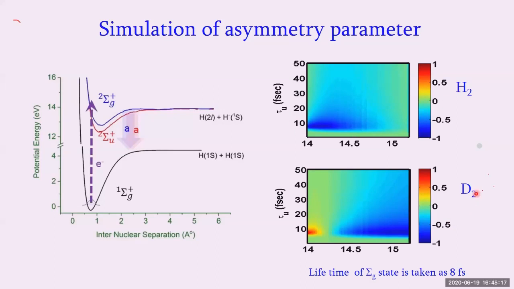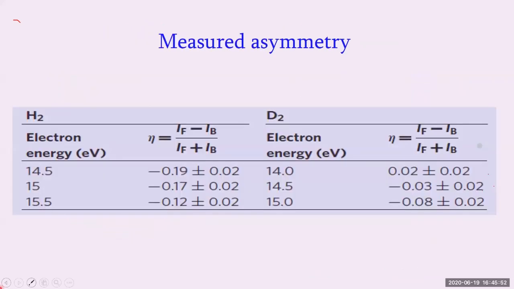So this seems to be fairly close to the observed. We can generate a time scale here of around 30 femtosecond for the sigma u state, which seems to be fairly consistent, at least in the ballpark of the asymmetry we have measured for H2 as well as for D2. So basically, what we have done is simulate the observed experimental data using model potential energy curves.